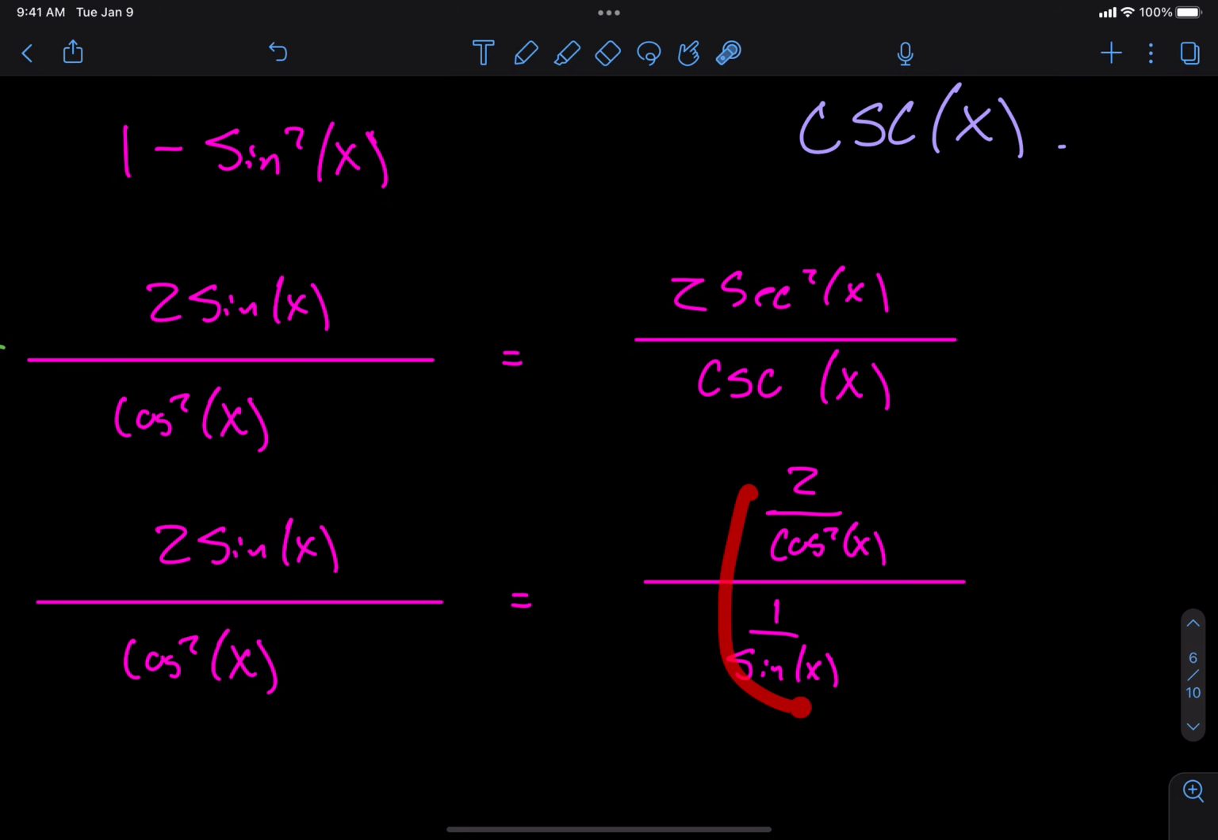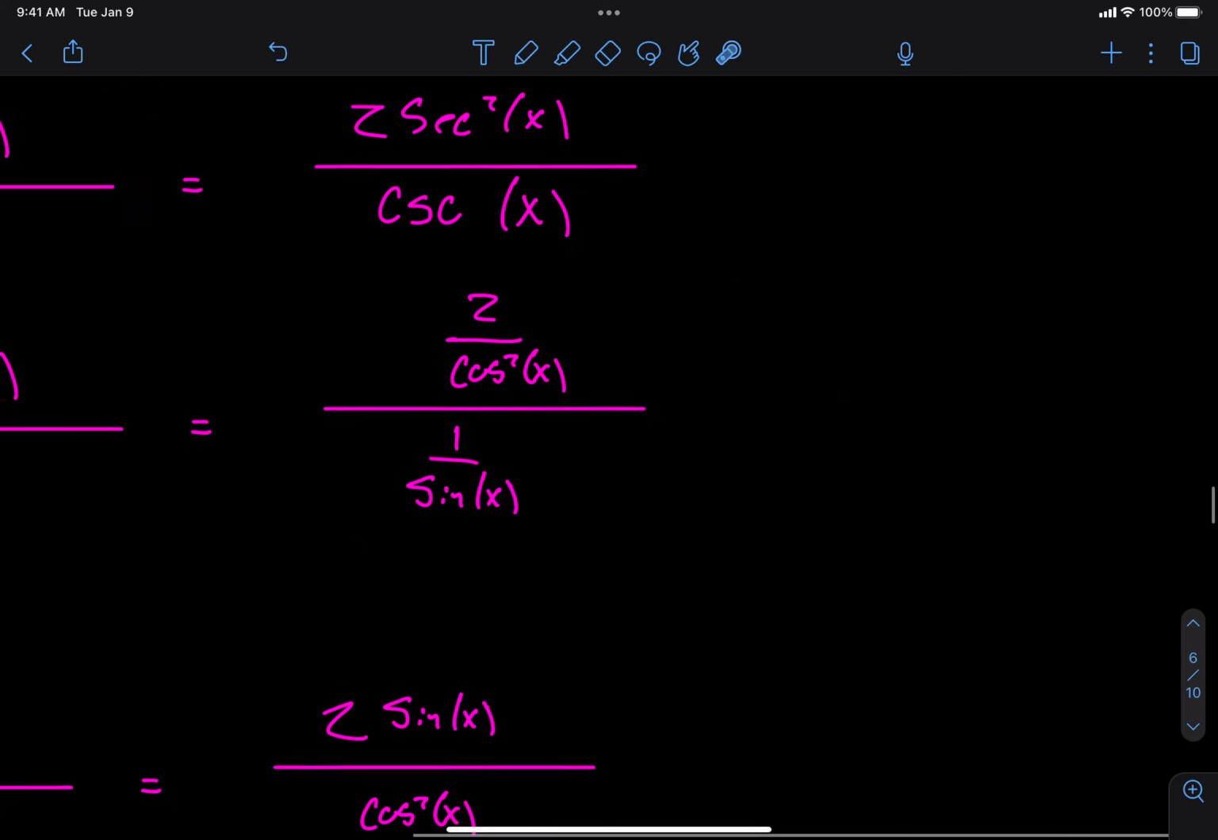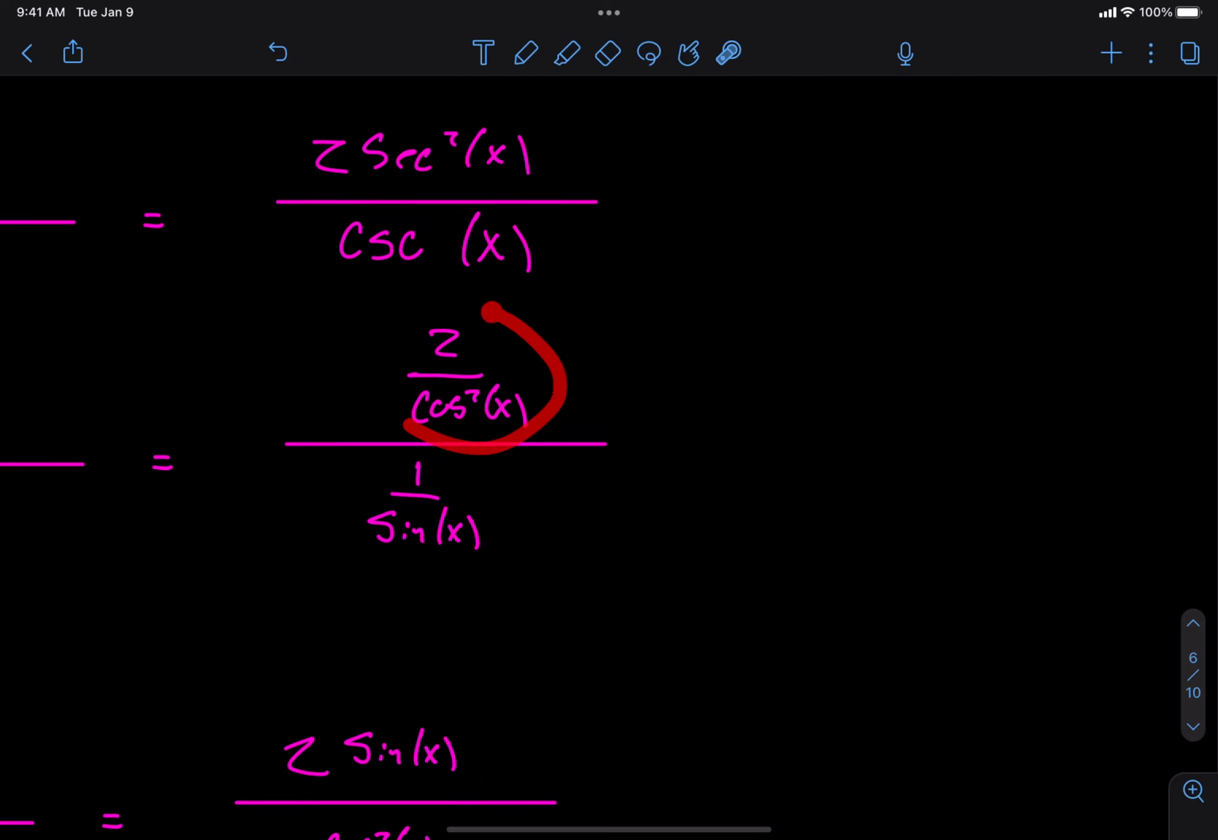How do you simplify that? How do I simplify this? So if you take a fraction and divide it by another fraction, dividing by a fraction is the same as multiplying by a reciprocal. So this is 2 over cosine squared of x times sine x over 1.